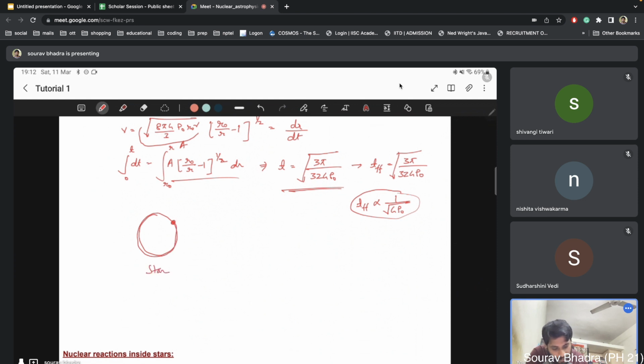So for stars the similar thing happens, it is a star, not a nebula. Suppose it is a mass, it is feeling that gravitational force inward, but at the same time it will feel a pressure force outward because of the nuclear reactions inside the star.